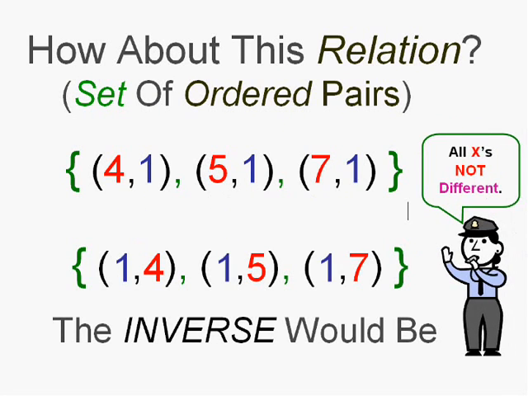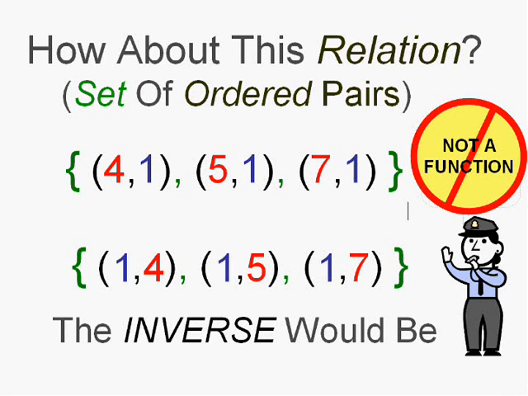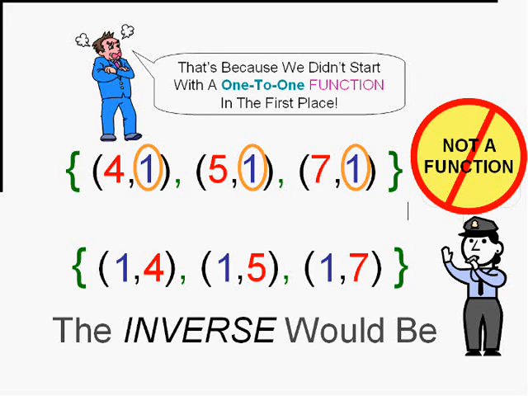well, in this case, all the x's aren't different. So while it would have been an inverse, it's not an inverse function. And the reason the inverse isn't a function is because the original function wasn't a one-to-one function, was it? It was a function, but it wasn't a one-to-one function. So we'll have to start with a one-to-one function in the first place to even have an inverse ever.